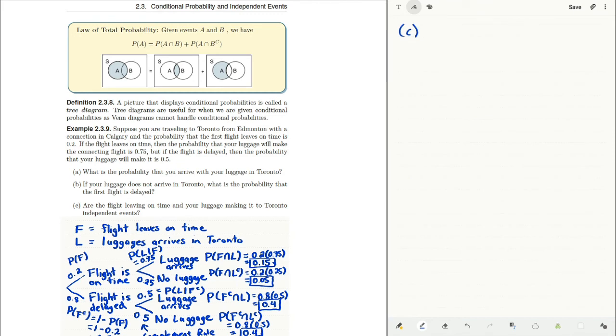Now, are the flight leaving on time and your luggage making it to Toronto independent events? So one way that we can check for independence is by comparing the probabilities P of L and the conditional probability P of L given F. And if these probabilities are equal, then this tells us that the events are independent. And if these probabilities are not equal, then they are not independent.